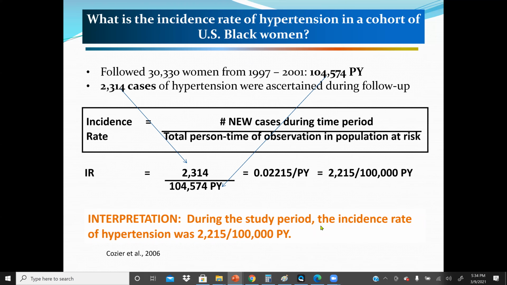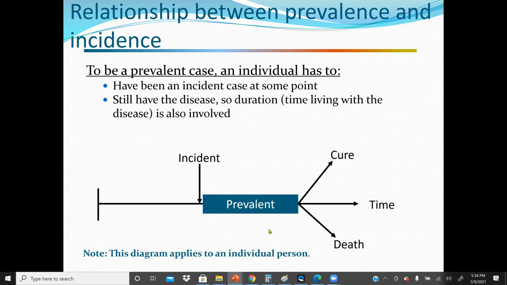So during the study period, the incidence rate of hypertension was 2,215 per 100,000 person-years. Now, the relationship between prevalence and incidence. Again, as we said earlier, prevalence deals with all the cases, incidence deals with only new cases. So to be a prevalent case, an individual has to have been an incident case at some point in time. At some point it was a new case, but later it's now an old case, and still has the disease. So duration, the time living with the disease, is also involved. But incidence only deals with the new cases.